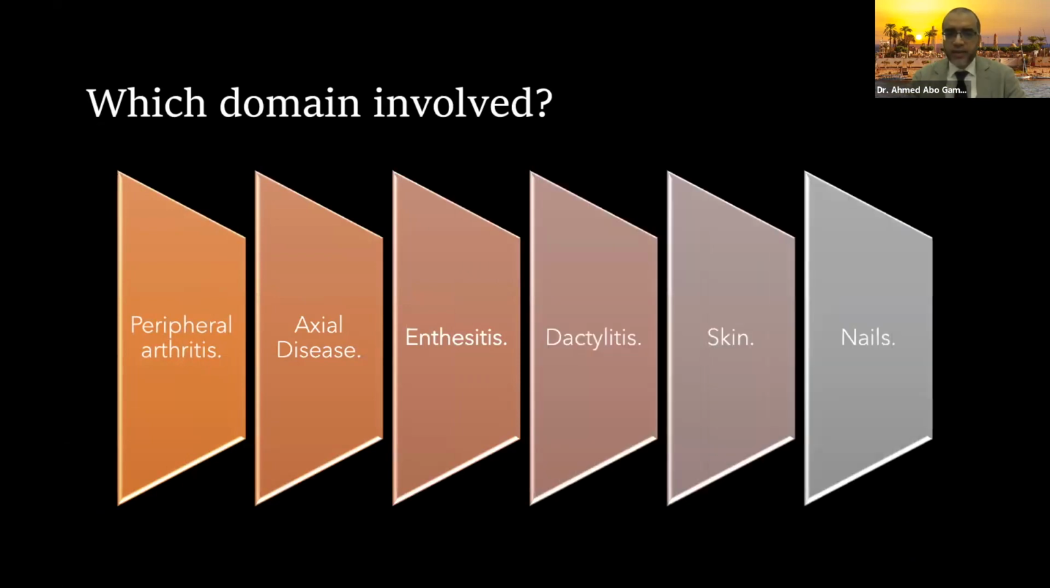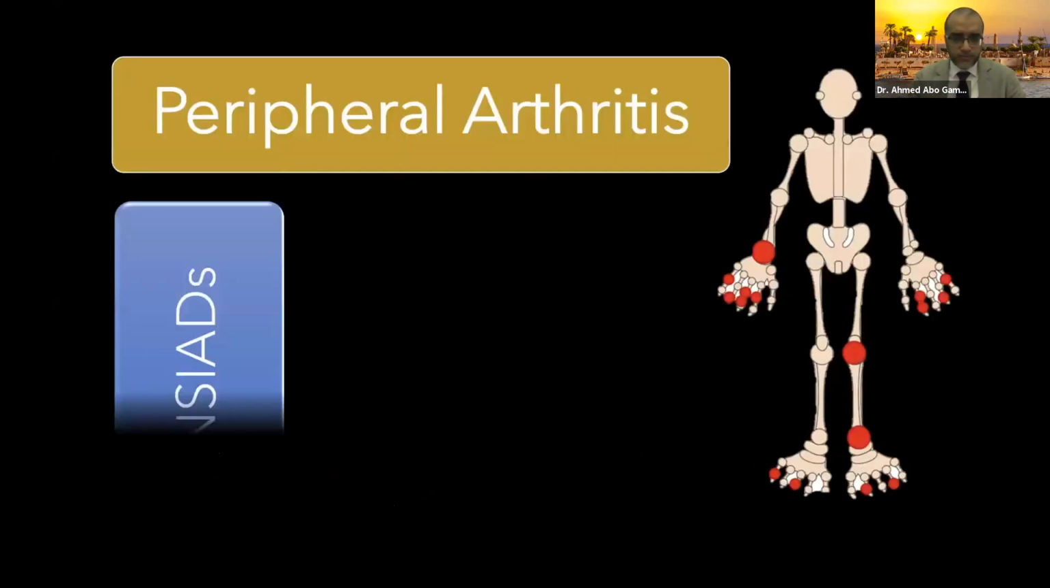GRAPPA is based mainly on the 6 domains, as I said: peripheral arthritis, axial disease, enthesitis, dactylitis, skin, and nails. And for each one of them, you have to set a step or algorithm for starting medications depending on the main domain involved in your patients.